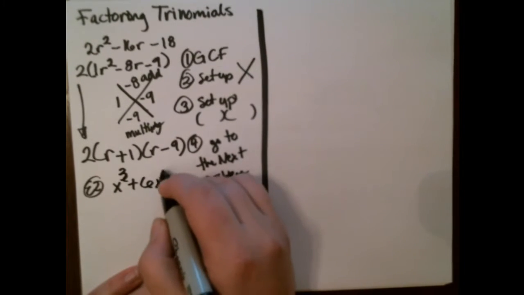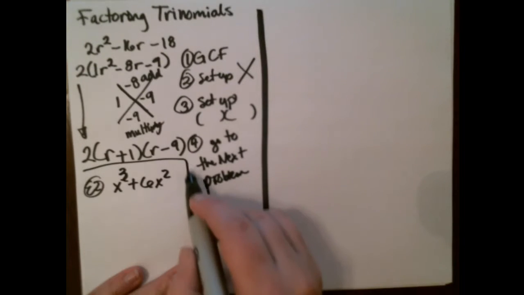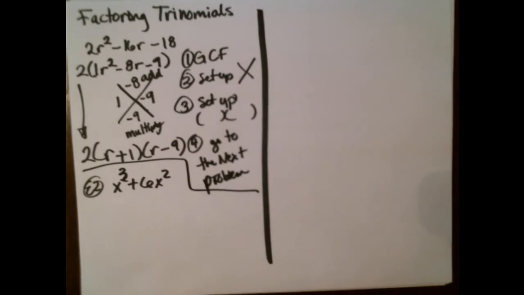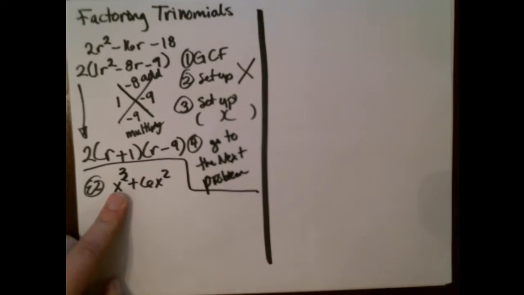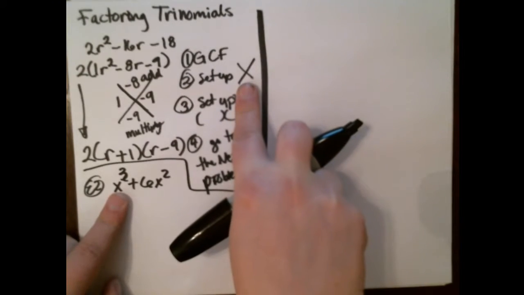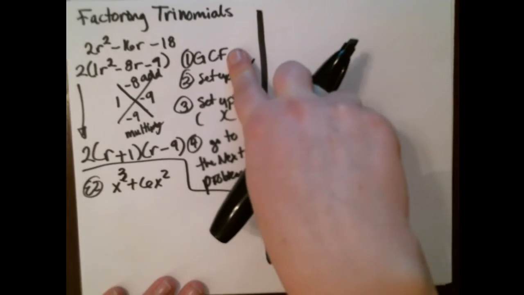So example 2. X cubed plus 6x squared. This one is just a little bit tricky because you only have 2 terms. It's actually easier. If you only have 2 terms, you can't do the x method. The only thing you can do is GCF. So we're going to GCF.